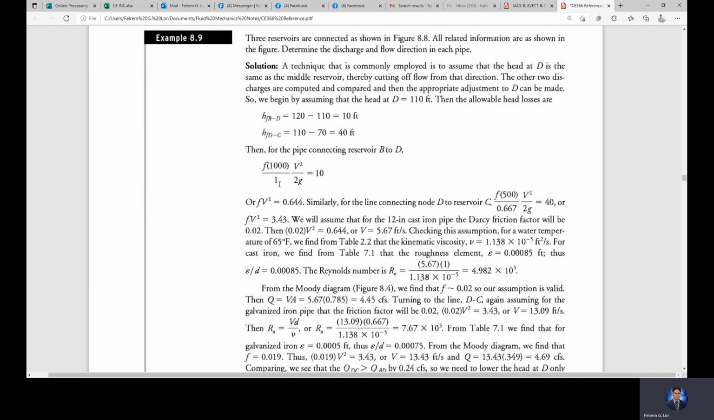So we have 1 foot per 12 inches, then 1,000 feet, and V squared over 2g. Simplifying, we have this equation: f V squared is equal to 0.644. You can compute that in your calculator to verify.